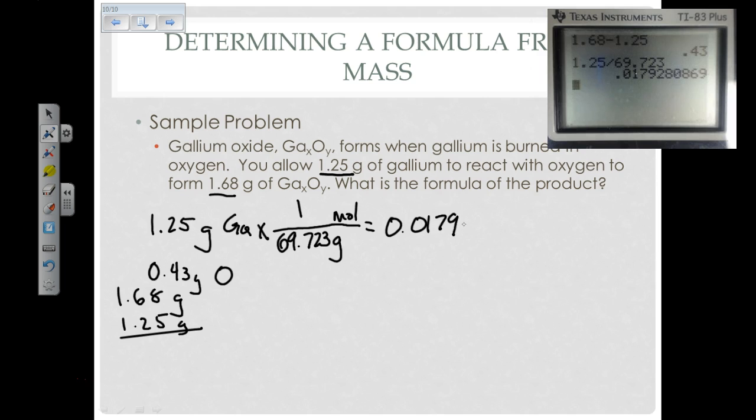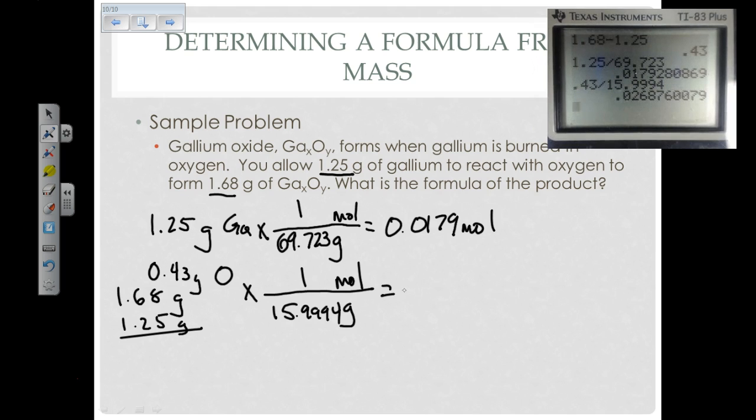So this is grams and moles, and we got 0.0179 moles. And we take this, and again, we X-line it. We go moles and grams, and we have 1 mole is 15.9994 grams, and we do that math, 0.43 divided by 15.9994, and we get 0.02687, this huge number right there, moles.